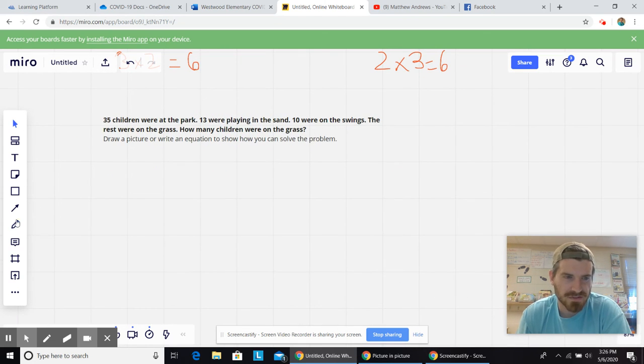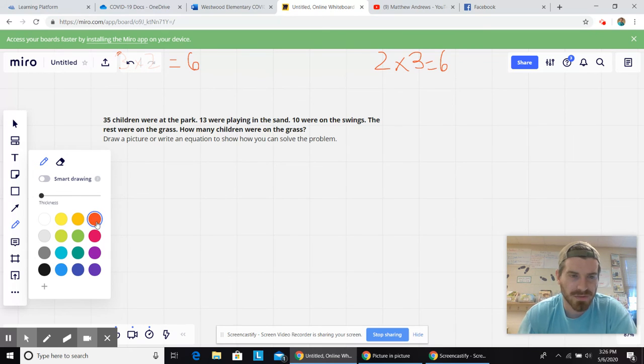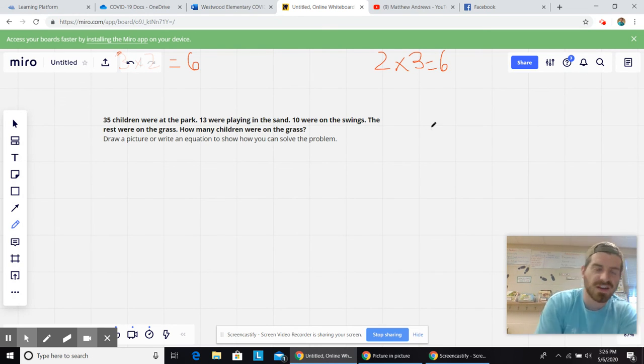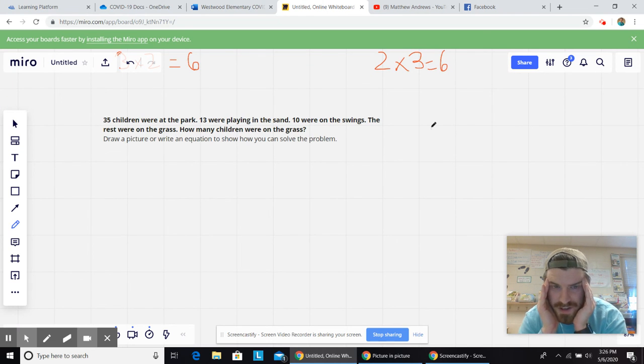This story problem is kind of like a multi-step problem, so I thought that I would work this out just to help with this. But you would use that same strategy with visualizing to help. Okay, so I know that there were some children at the park, some amount of kids. So I'm just picturing a bunch of kids at a park. Some were playing in the sand, some were on the swings. So, okay, I know there was a big group of kids at the park. Some of them were over here in the sand, some of them were over here on the swings. The rest were on the grass.